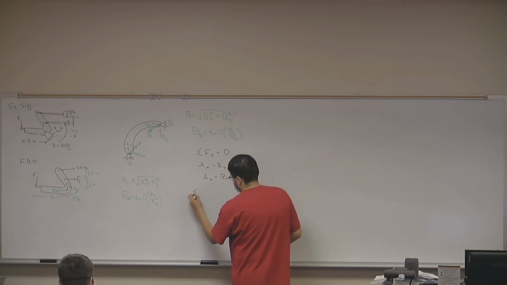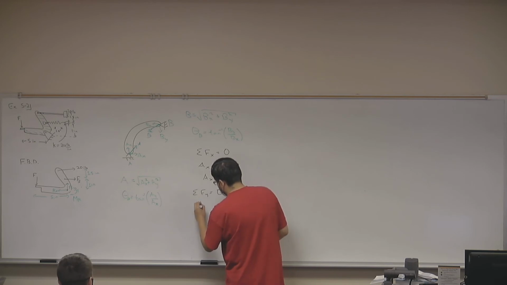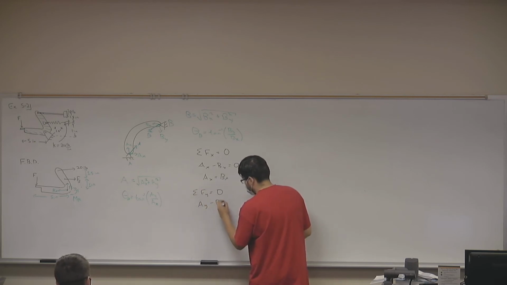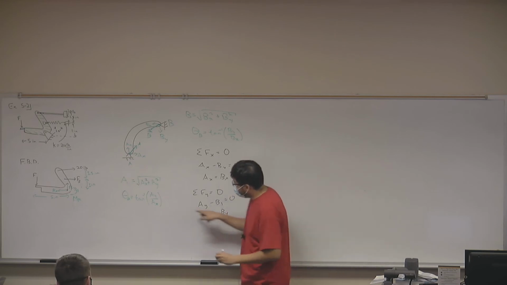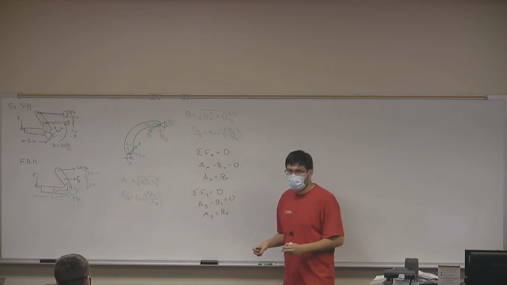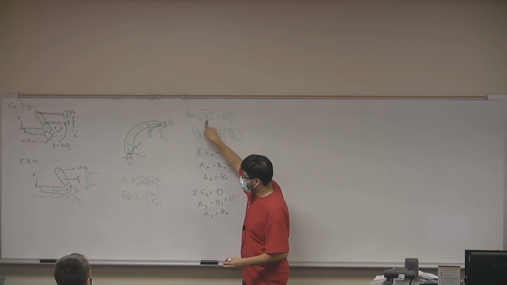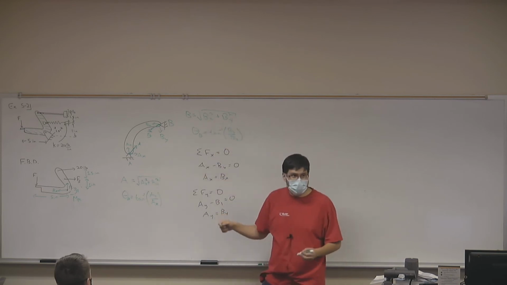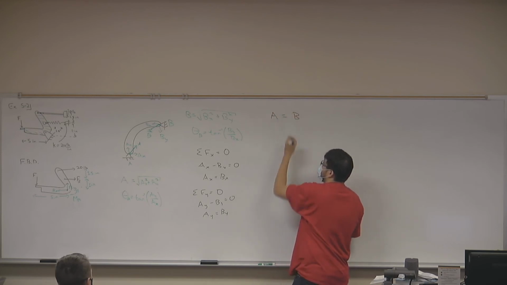Y direction. Sum of forces in the y direction equals 0. I have my AY, I have my BY, equals 0. And I get that AY equals BY. If AX is BX and AY is BY, can I say that A equals B? Yeah, it's the same number. The same number squared plus the same other number squared. Take the square root, it's the same number. So what do I get? A equals B in terms of magnitude.